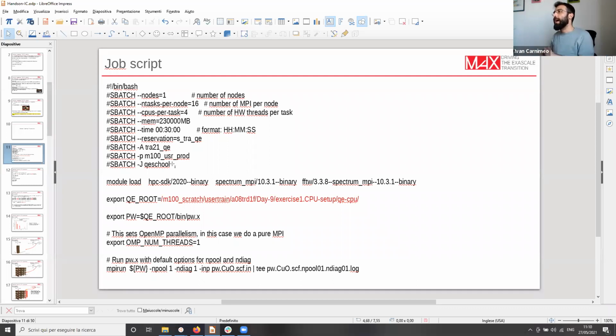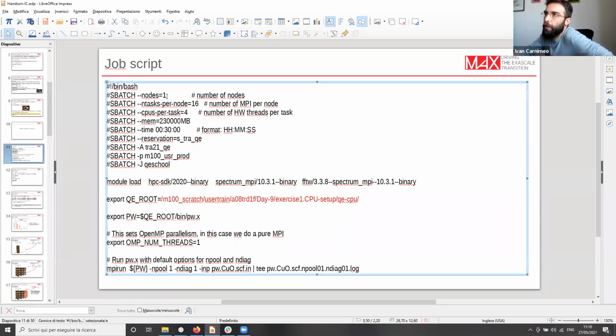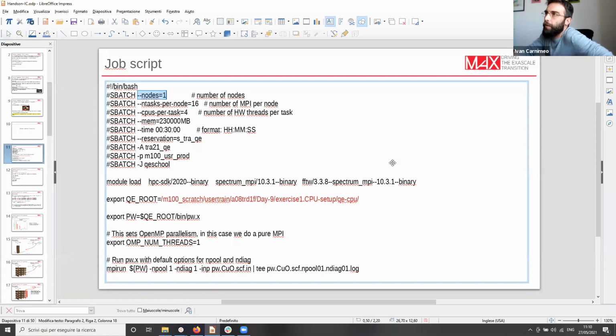So we are telling how many cores do we need, how many processors, how much memory we need, and other stuff like reservation and account, and so everything has been set for you. So don't change these fields, just in order to let you know. Of course, the processors are organized in nodes, so we are asking now for 1 node and 16 processors per node. So each of you will be running using 16 processors from the same node.